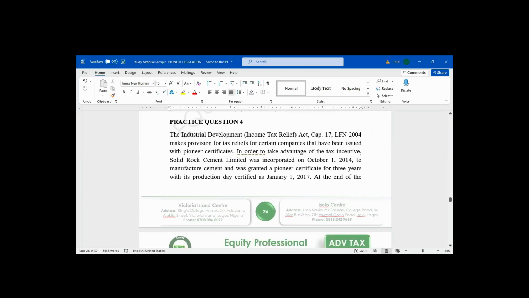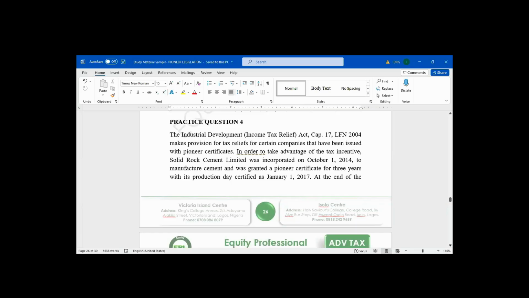Oh yeah, question 4. The Industrial Development Income Tax Relief Act 2004 makes provision for tax relief for certain companies that have been issued with pioneer certificates.